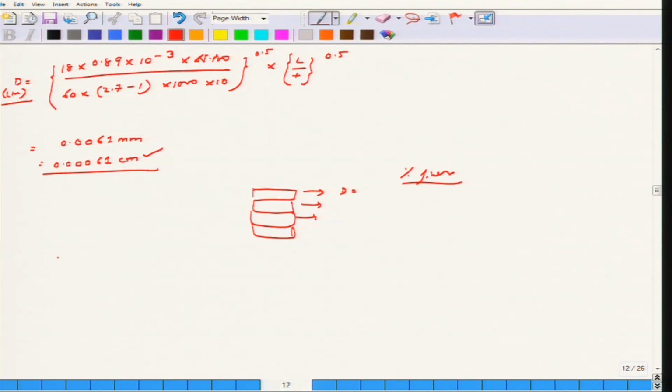Now, the percentage finer formula for a hydrometer is generally given as Gs by (Gs minus 1) into Rc divided by (10 into W). Here, Gs is nothing but the specific gravity of soil solids, which is already known to you.